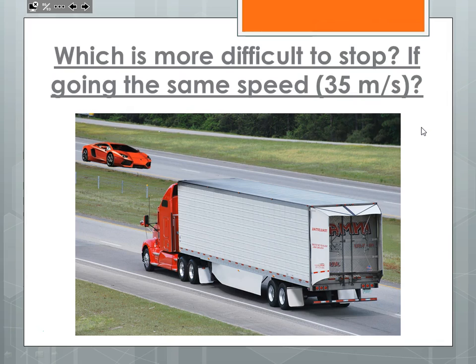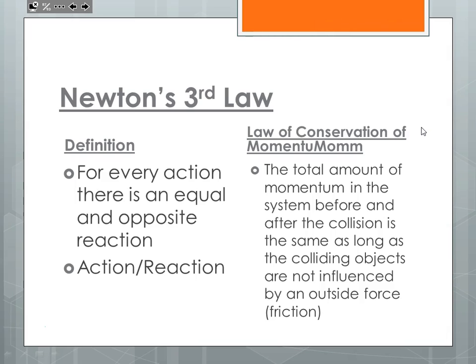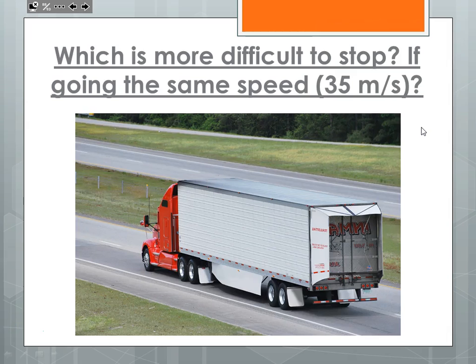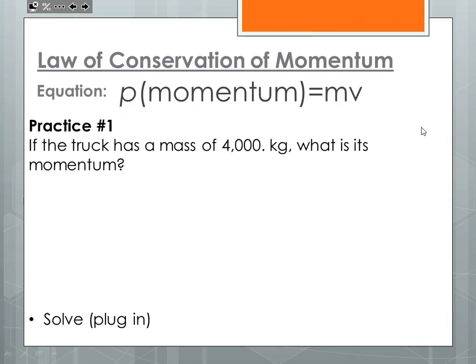And let's think back at where momentum comes from. Remember, Newton said that momentum is in his third law. We know that for every action, there's an equal and opposite reaction, and that the total momentum in a system before and after collision is the same as long as the colliding objects are not influenced by an outside force, which could be friction. This also goes into play when we look at momentum, where P is momentum equals M times V.